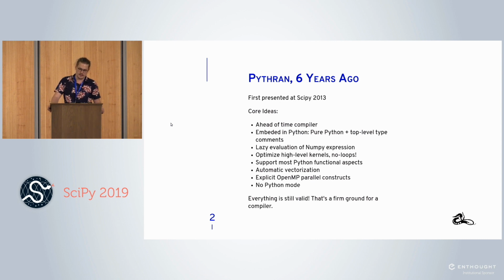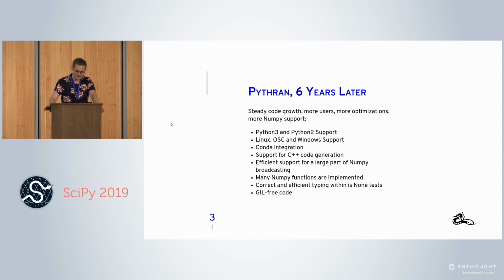There's a lazy evaluation of NumPy expressions, and it can optimize high-level kernels without using loops, but you can also use for loops, and they are also going to be very fast. It supports most of Python's functional aspects. You get automatic vectorization, and you can also do parallel loops using OpenMP. And all of that is still true today.